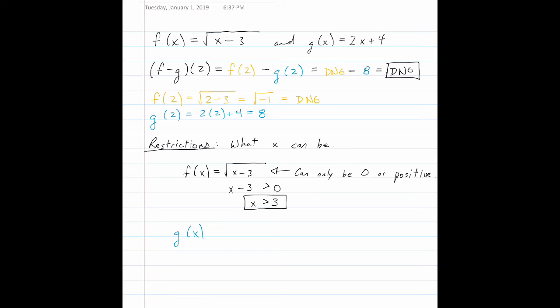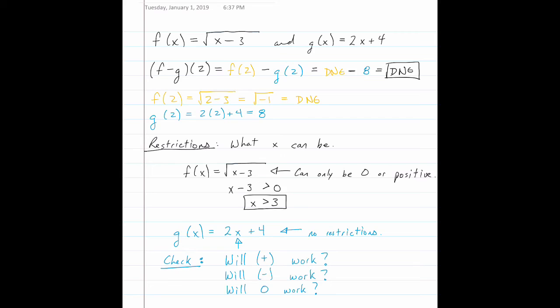Now let's consider g of x and see if there's any restrictions on x for g of x. So g of x equals 2x plus 4, and this is something that has no restrictions. What I always check when looking for restrictions is, can x be positive, can x be negative, and can it be 0? Well, I'm multiplying x by 2. If I multiply a positive number by 2, is it not possible? And of course it is. I can multiply 0 by 2. I can also multiply negative numbers by 2.